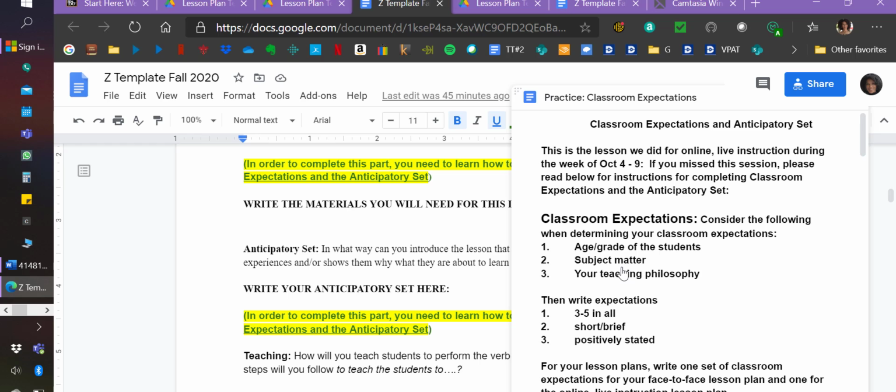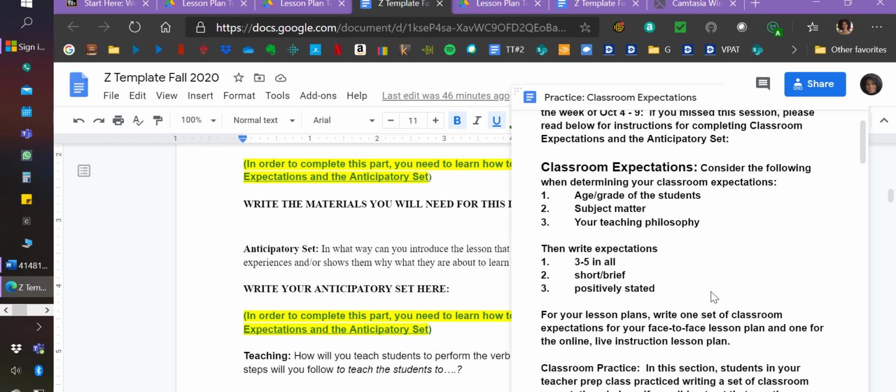You can ignore those dates, October 4th through 9th. Depending on what semester you're in, you can just not pay attention to that right now. But here are our classroom expectations. Consider the following when determining your classroom expectations. The first thing, the age and grade of the students. Consider the subject matter and consider your teaching philosophy. All right, so let's think about what I had in mind for my lesson plan example. And in addition to that, we're going to write 3 to 5 in all, no more. They should be brief and they should be positively stated.